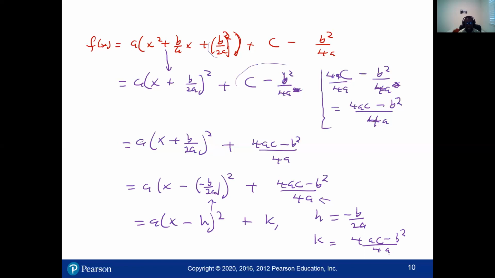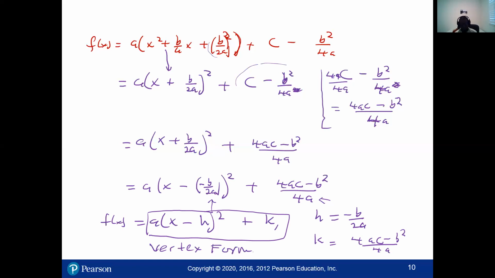Okay, so when you put the quadratic function f of x in this form, this is what we call the vertex form. That's the vertex form. And in fact, that is in the next slide: completing the square of the original function, a x squared plus b x plus c. We put it in the vertex form like that. And there's a lot of information we can get from this.